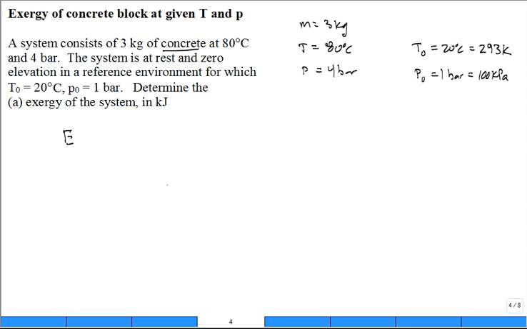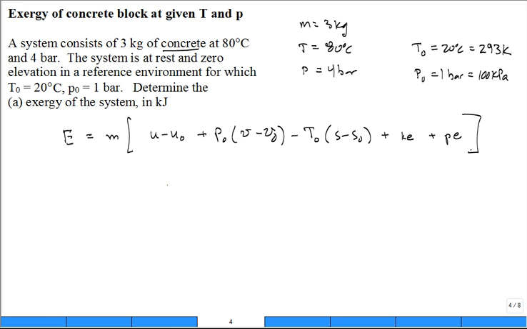So exergy is going to be the mass times U minus U naught, plus P naught times V minus V naught, minus T naught times S minus S naught, plus any initial kinetic energy, lowercase ke because I have the mass outside, and lowercase pe for potential energy. From the problem statement, the potential energy is 0. And the kinetic energy is also 0. True? Okay. So now the goal is to say, which properties do I know?